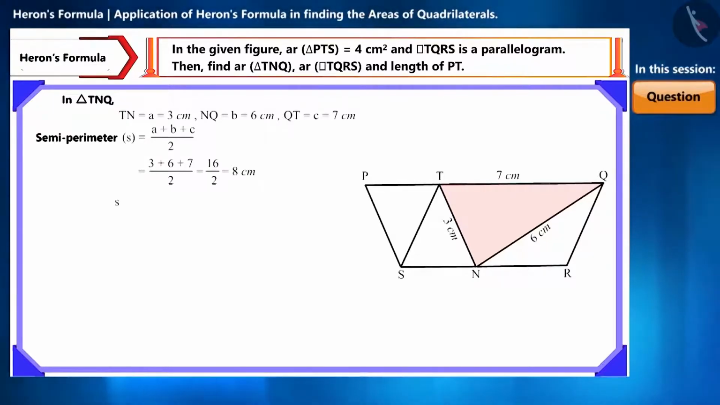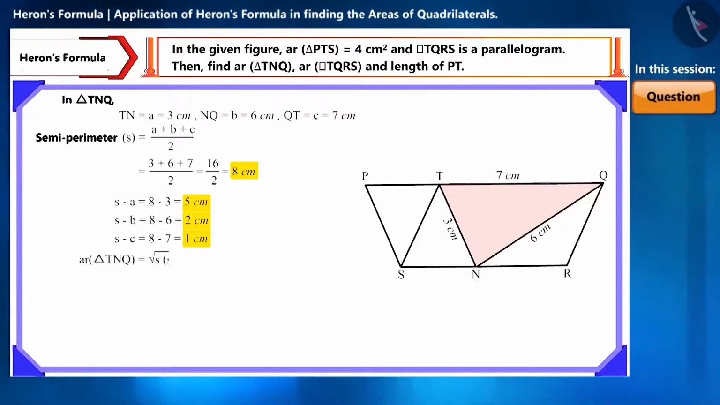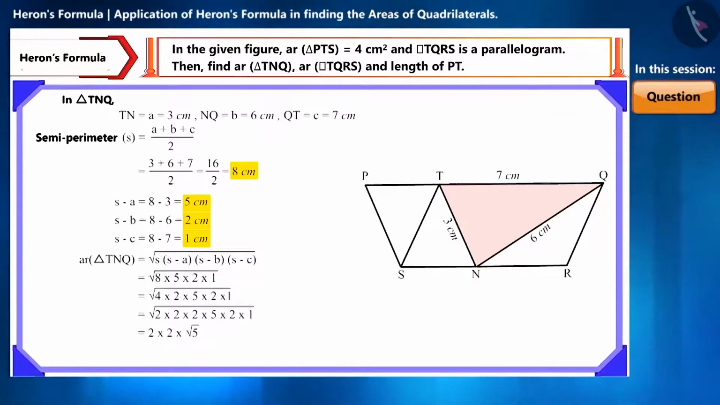Now, we will find the value of S minus A, S minus B and S minus C. Now, by substituting the values of all these in Heron's formula, we will solve it like this. And we will get the area of triangle TNQ as 4 root 5 square centimeters.